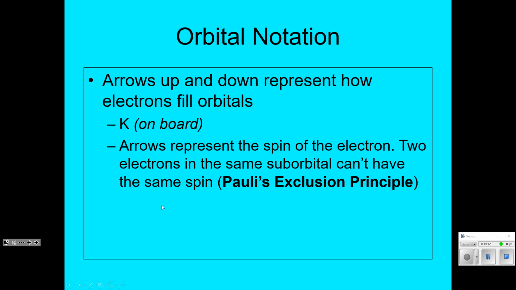One of them is called Pauli's exclusion principle, which states that arrows represent the spin of an electron. 2 electrons in the same suborbital can't have the same spin.